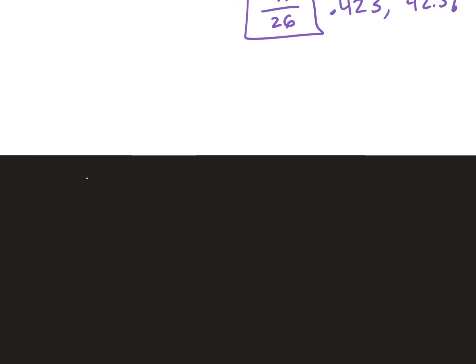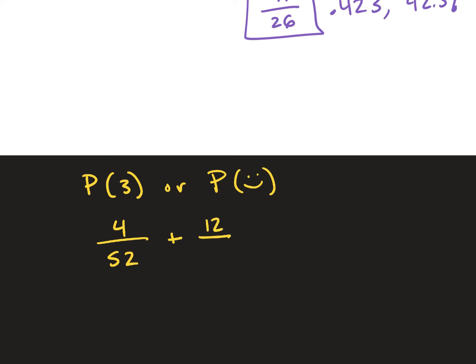All right, I'm going to do another example at the bottom here. What's the probability of it being a 3 or a face card? How many 3s do I have in the deck? 4. So 4 out of 52. Or means that I do what? Add. And how many face cards do I have in the deck? 12. Are any face cards going to be the number 3? No. None of these overlap.